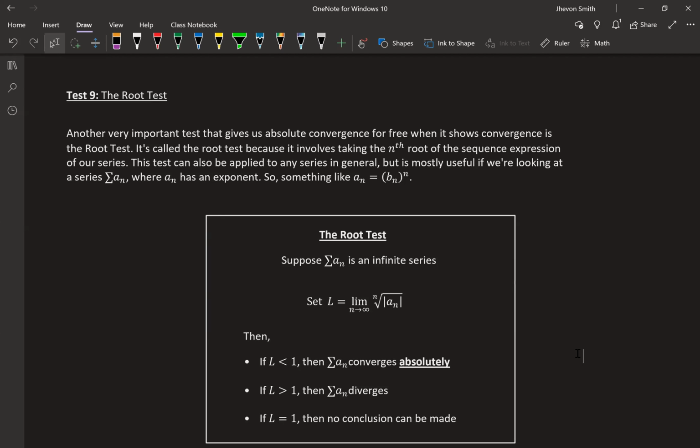And I can say this on top of this. These guys would always agree on their conclusions, right? So if the ratio test shows convergence, the root test is going to show convergence and vice versa. And if the ratio test shows divergence, the root test is going to show divergence and vice versa. And if the ratio test is inconclusive, then the root test is also going to be inconclusive.